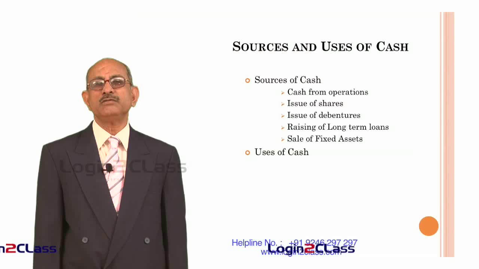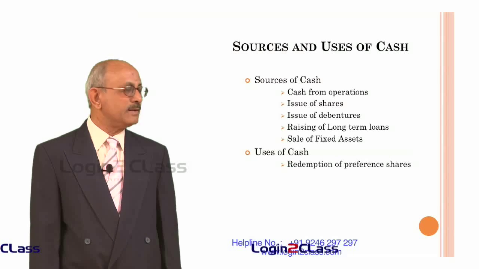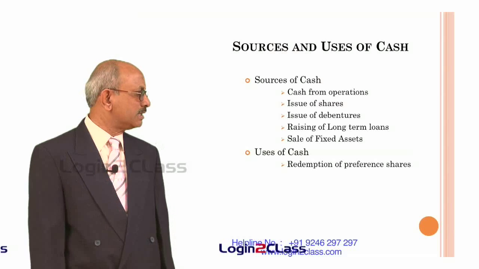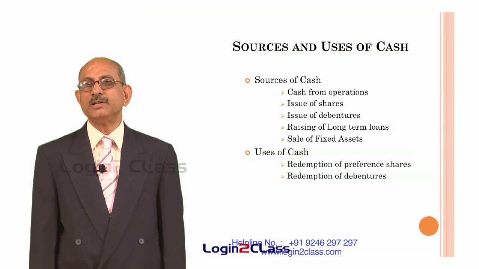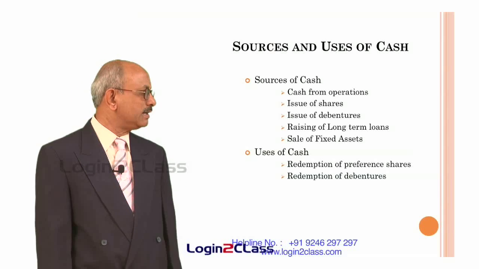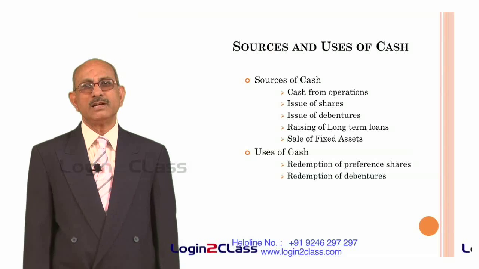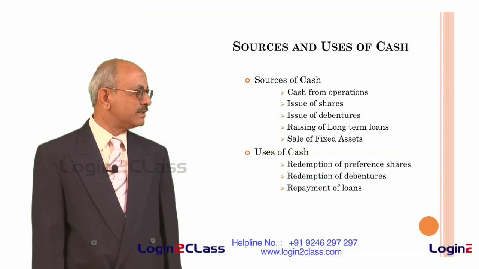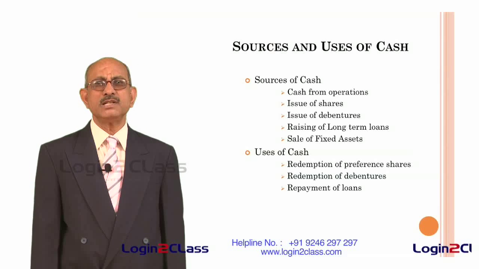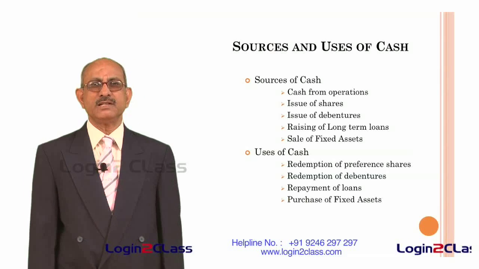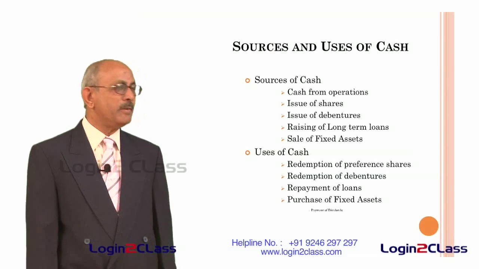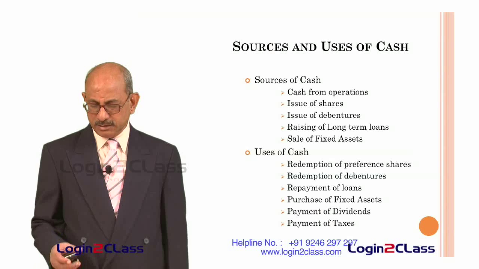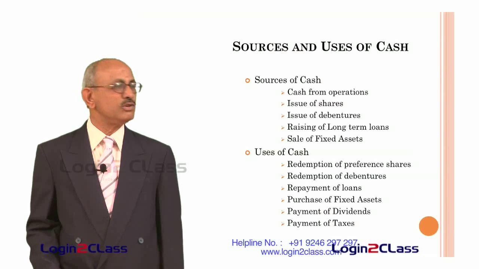The cash can be used for various purposes. One is of course redemption of preference shares. If preference shares have to be redeemed, that means money has to be paid out to the preference shareholders. Similarly, redemption of debentures, that means payment to debenture holders at the end of the maturity period or at any time when the company decides to redeem the debentures. Then repayment of loans taken from banks, financial institutions, etc. will also result in an outflow of cash. Then purchase of fixed assets also results in outflow of cash. Payment of dividends to shareholders also results in outflow of cash, and finally payment of taxes is also a use of cash, that is an outflow of cash.